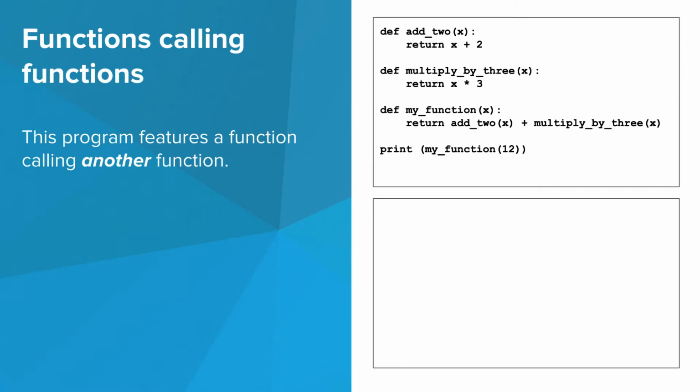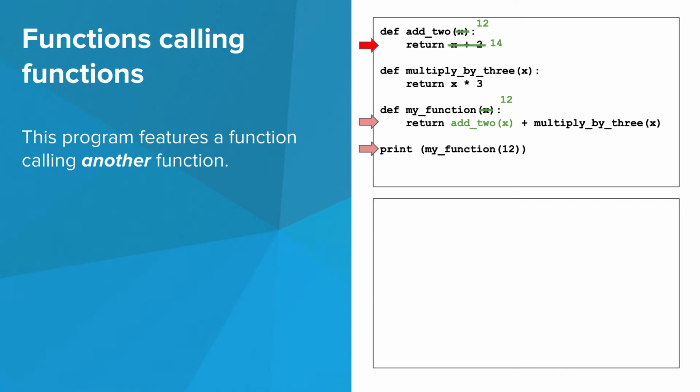Now let's trace through this program, which features a function calling another function. Once again, we start with the first thing that isn't a function definition. The interpreter jumps to my function, and the argument, 12, is assigned to x. In order to evaluate the return statement here, the interpreter has to jump to add2, which has its own independent parameter called x, whose value in this case is also 12.